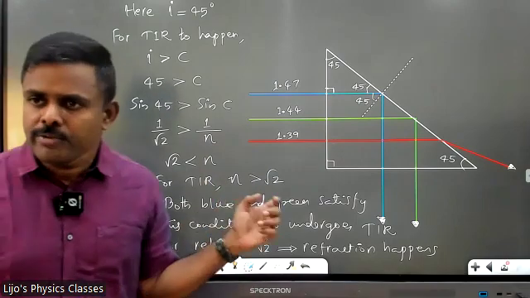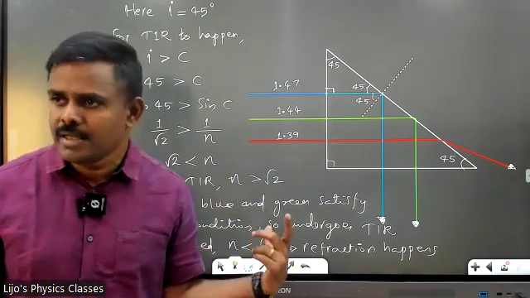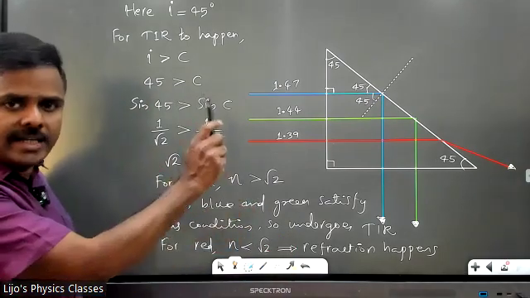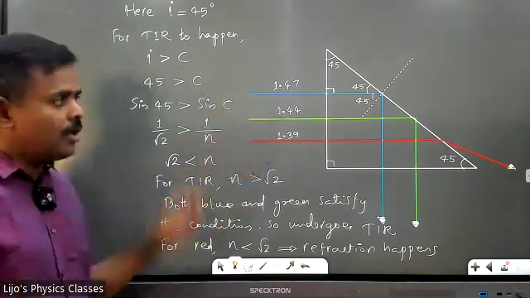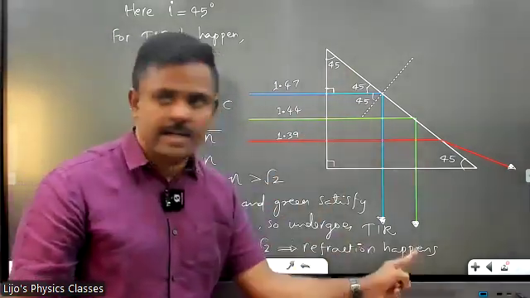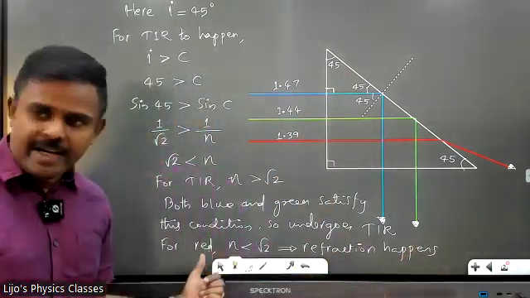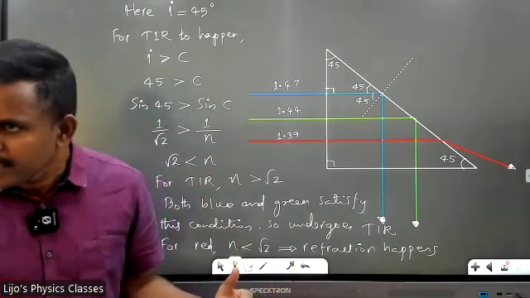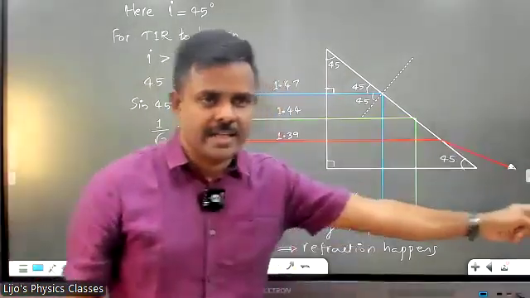It's in fact a very tough question. Since we do it this way, it's easy; otherwise, very difficult. n is greater than root 2, and that is valid for two colors, blue and green. Both of them will undergo total internal reflection. Whereas for red, the condition is not satisfied. n is less than root 2, so it will undergo refraction.